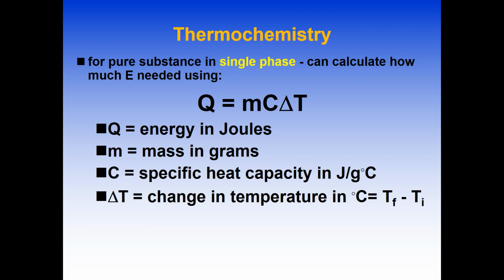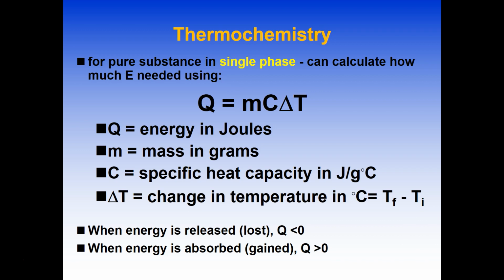In science, anytime you see the symbol delta, that means change in. So delta T means change in temperature. And you get that by taking the final temperature, the temperature that it finished up at, and subtracting the initial temperature, the temperature it started out at. When energy is released or lost to something else, our Q is less than 0. It is a negative number. And when our energy is absorbed or gained, our Q is going to be positive, so an above 0 number.